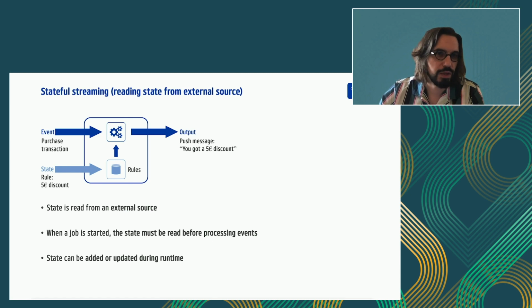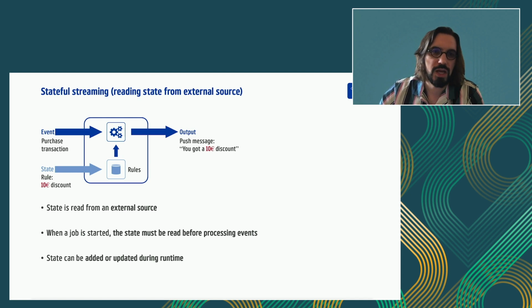So a simple example again is we have a purchase transaction coming in and we have a certain campaign going on where we give a certain amount of discount in euros to the user. So in this case, we set a state and the state is that we have a €5 discount being given out to our members. So we have a purchase transaction coming in. We process it. We see that the current rule is a €5 discount. And then we send a push message to that member saying, here, you've got a €5 discount.